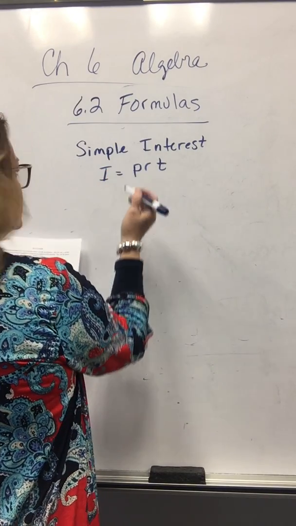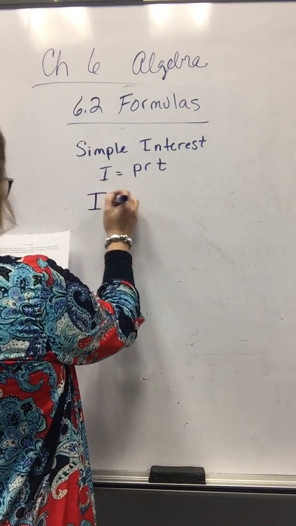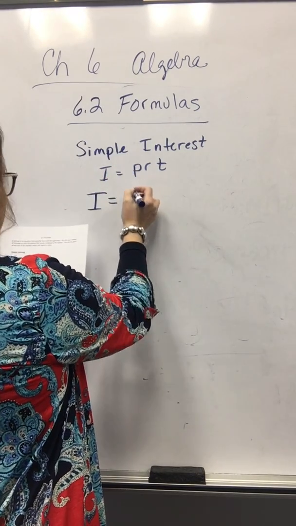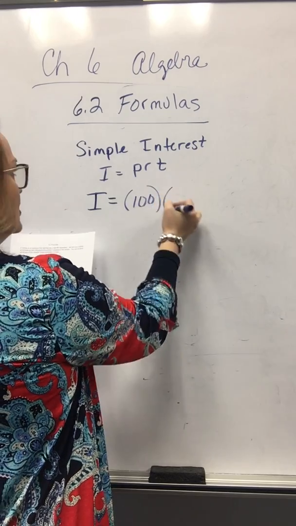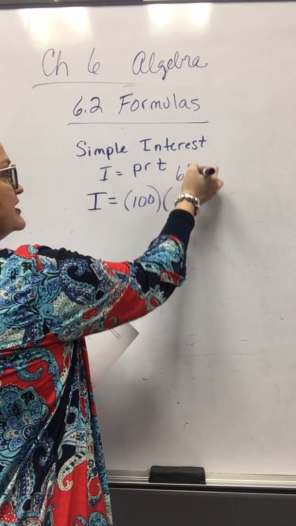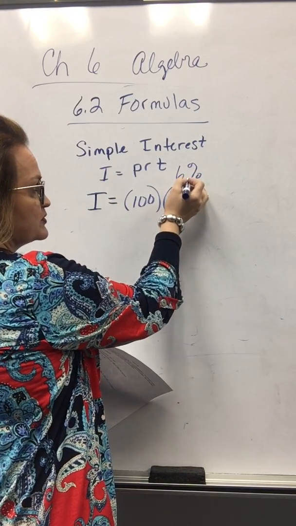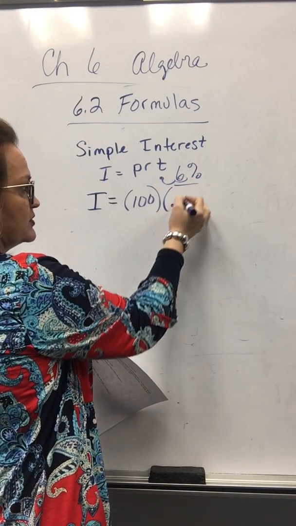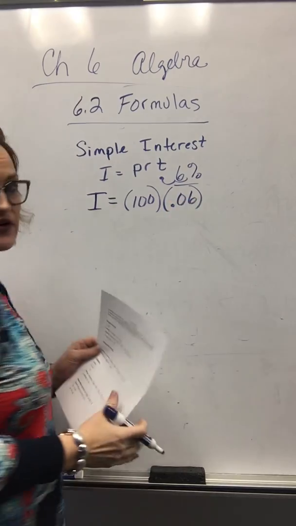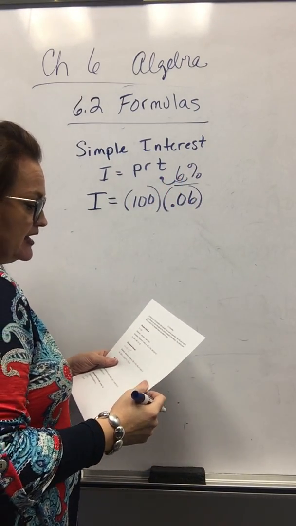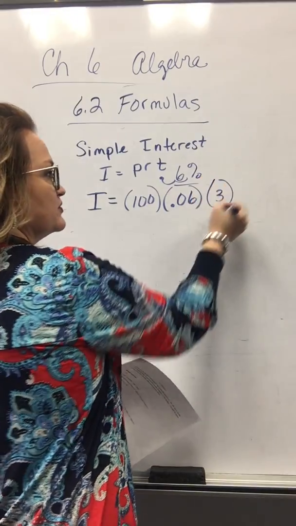So our example is determine I, so we don't know I. That's always easier if you don't know the one that's isolated. It gives us P is $100. R is 6%. Notice it gives that as a percent for the rate. We are responsible for getting rid of the percent sign by going to the left always before we insert it into our formula. So 6% needs to be changed. And then time, it says is 3, which is going to be 3 years.